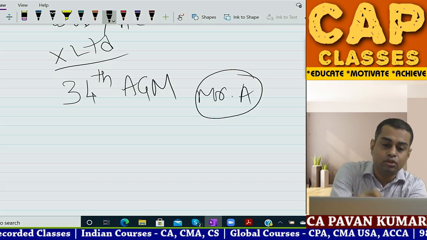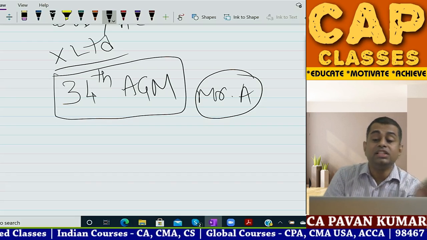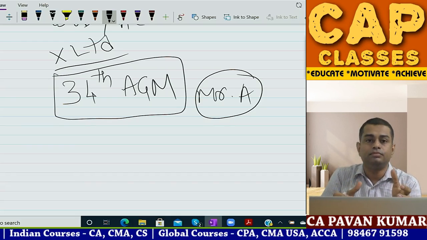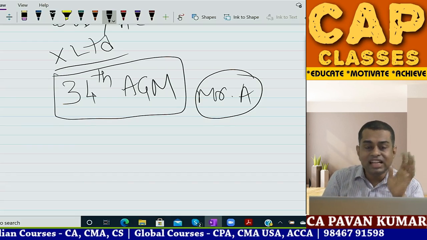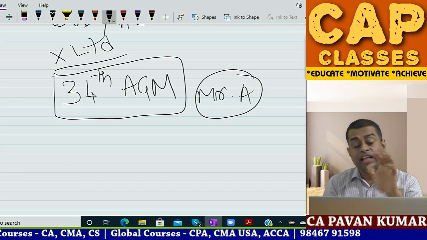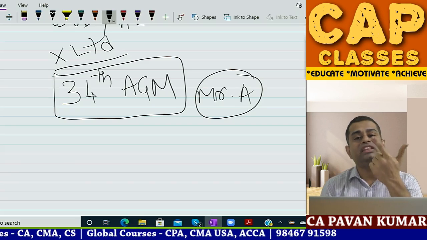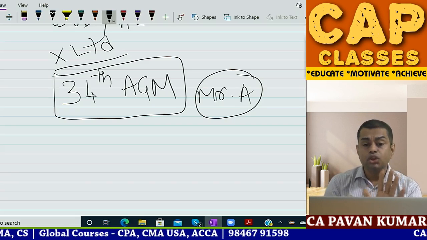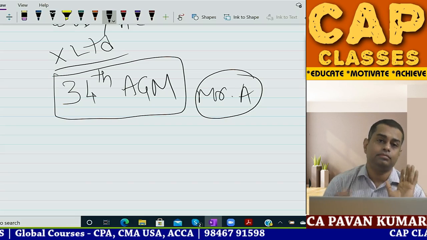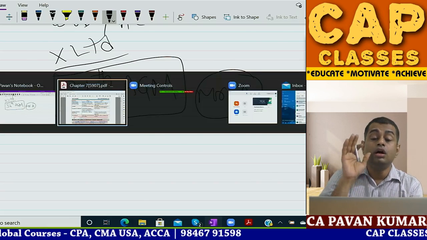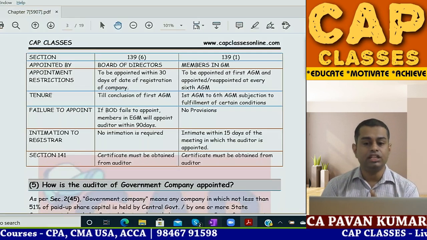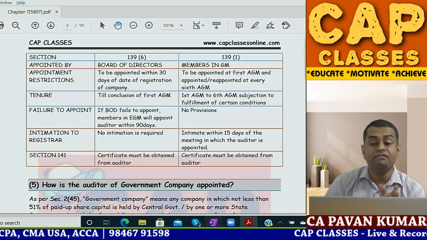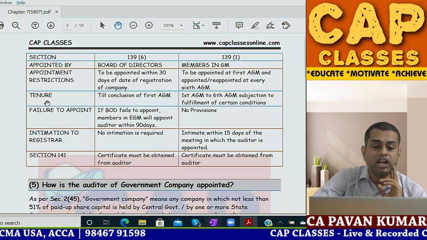Whatever the AGM you are appointed in, treat it as the first AGM for the purpose of count. So if the 34th AGM is the first AGM, then 35, 36, 37, 38, 39. You understand? So in the next AGM you will retire. That is what they are saying. So the auditor should be appointed in the first AGM and will be reappointed every 6th AGM. Every 6th AGM.